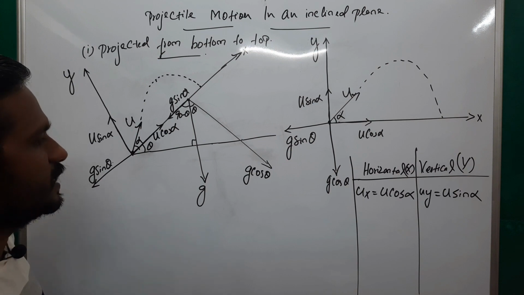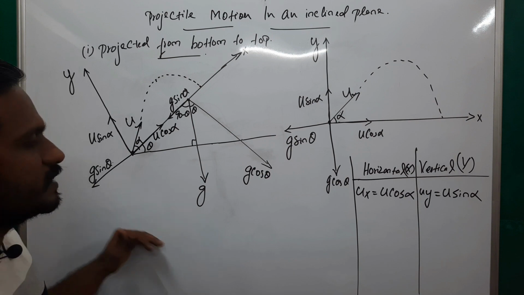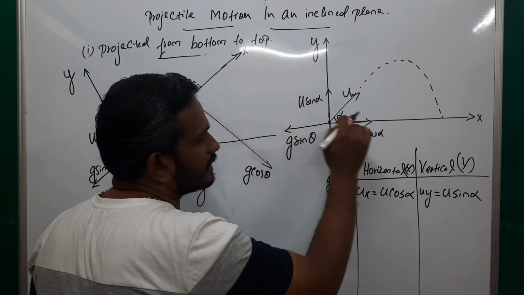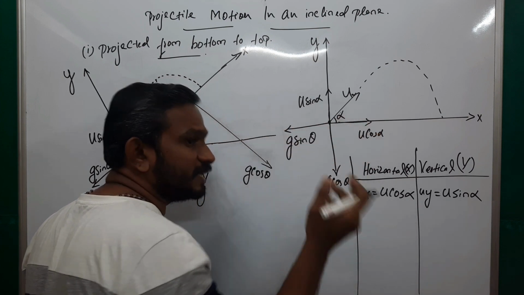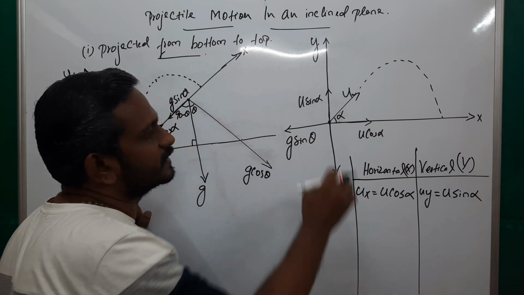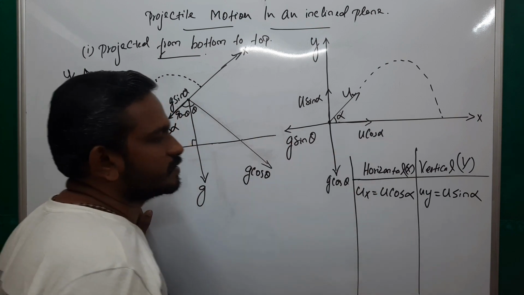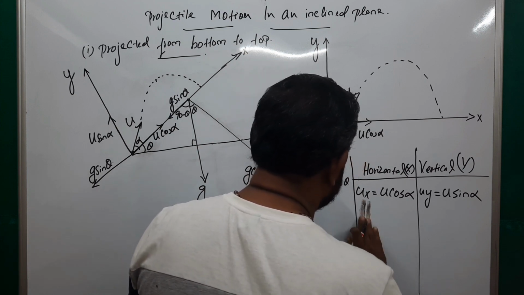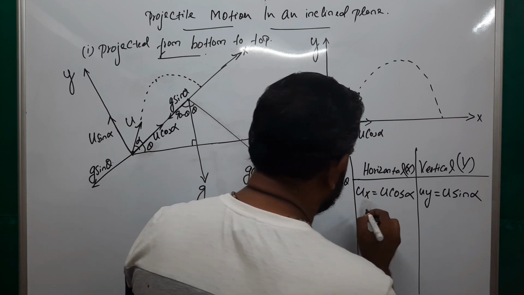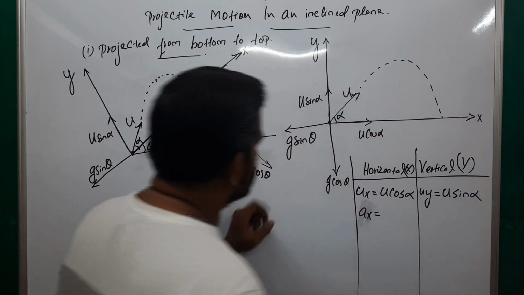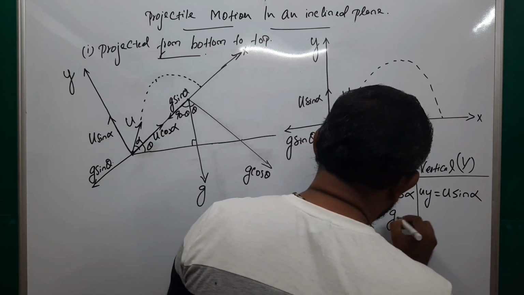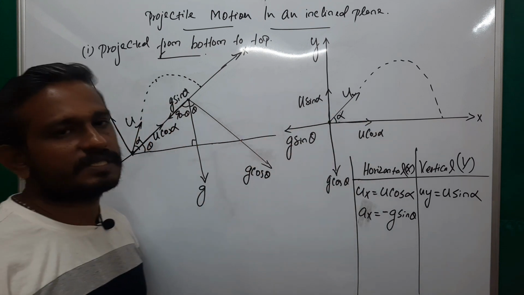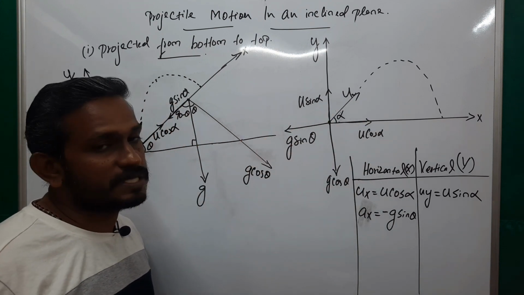What is the horizontal acceleration? In the horizontal direction, what is the acceleration? This is the acceleration in this direction, that is a retardation, which is acting against the velocity. So I am writing that ax is equal to minus g sin theta. It is acting in the negative x direction. That is retardation. So minus g sin theta.